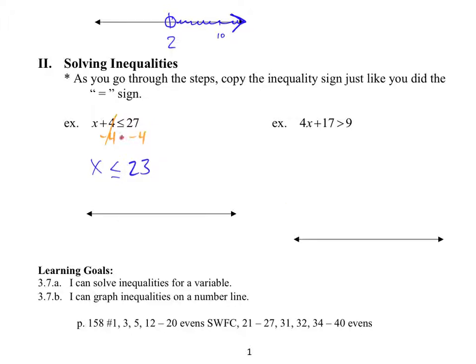And then you just copy down that less than or equal to sign just like we did when it was an equals. So now my boundary, my end point is going to be a 23. If it's x is less than or equal to 23, do I do an open circle or filled in? Closed, yep. Because 23 could be part of my answer, right?